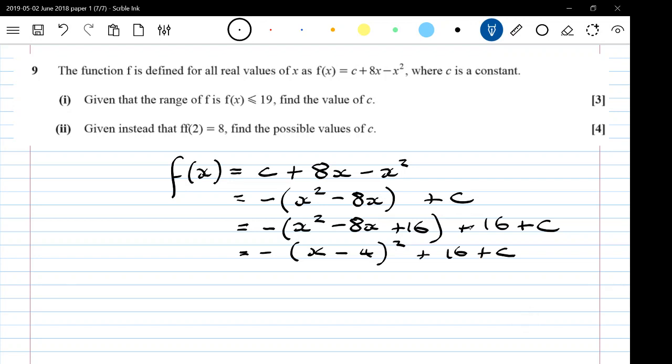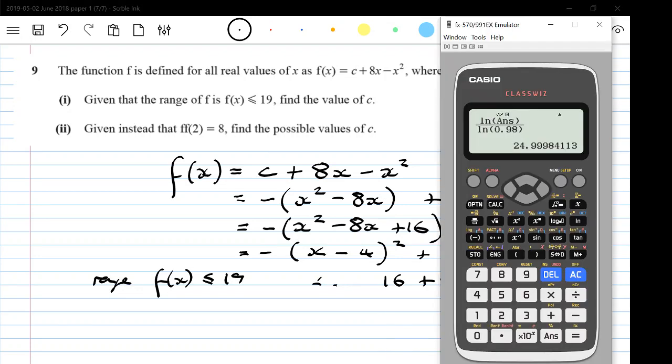And what we know is that the range of this is less than or equal to 19. That tells us that 16 plus c must be equal to 19. And there it is. So c is 3.